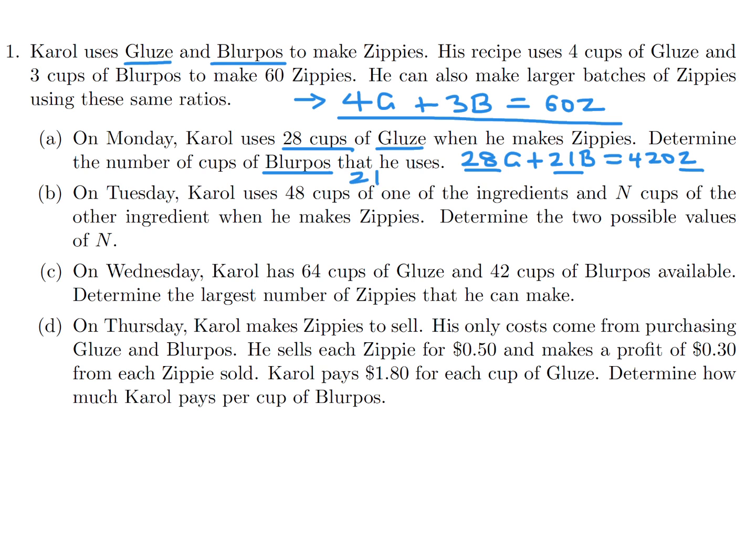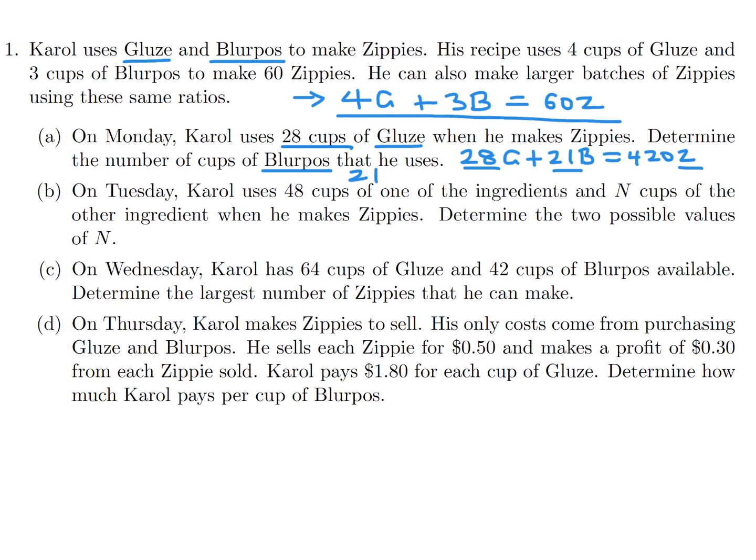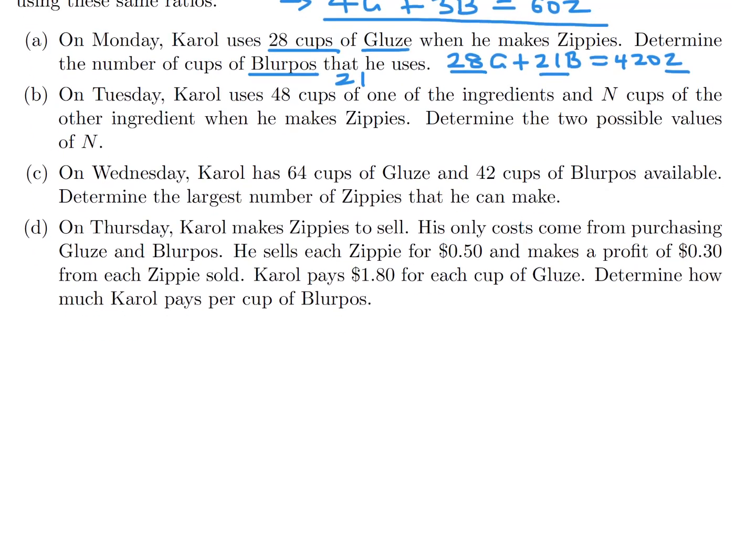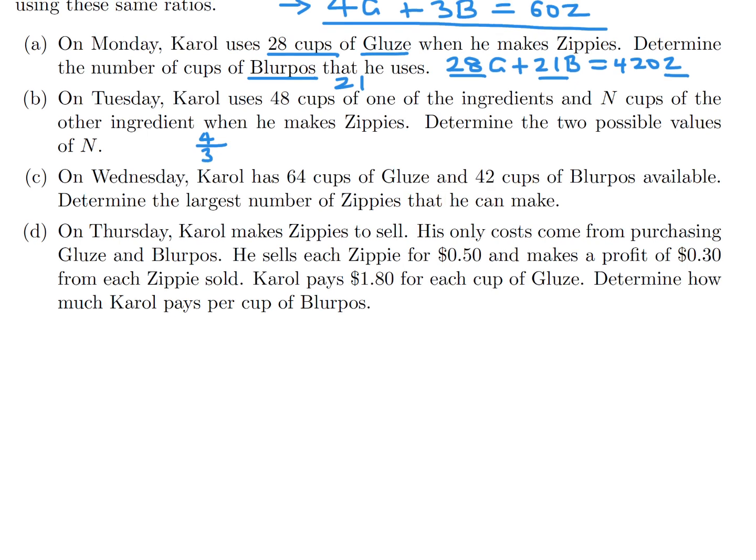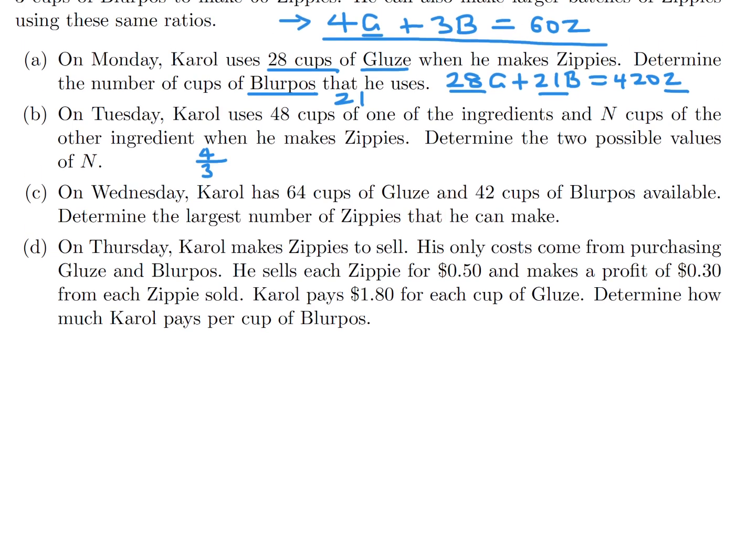Part B. On Tuesday, Carol uses 48 cups of one of the ingredients and n cups of the other to make zippies. Determine the 2 possible values of n. So the ratio is 4 to 3, right? The G to B ratio. But they don't tell us which is G and which is B. So first I'll just calculate that ratio, and when I do, I get n equal to 36.